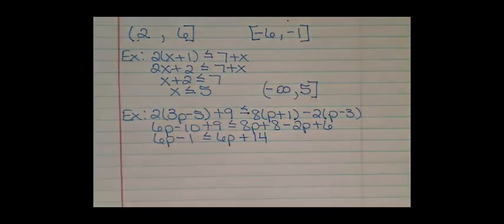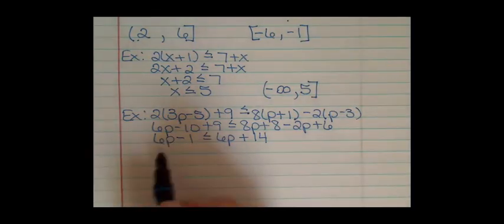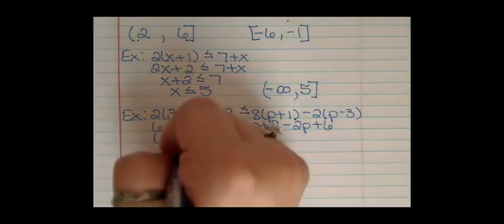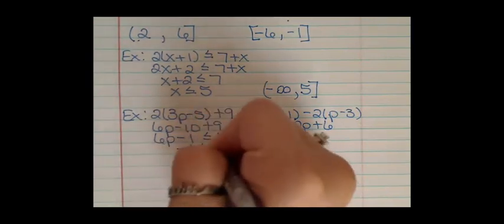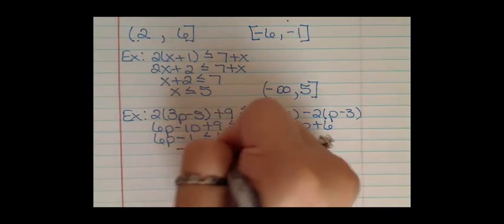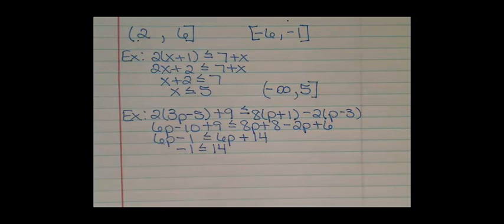So let's get our p's together. So we subtract our 6p over. That leaves us with negative 1 is less than or equal to positive 14. Notice we don't have a variable anymore. But we need to see if this is a true statement. Is negative 1 less than or equal to 14?